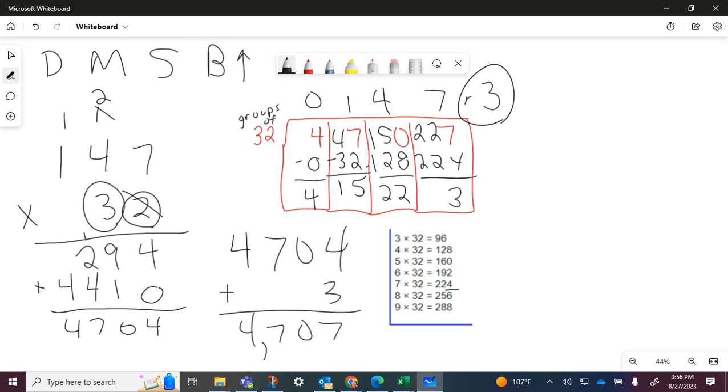So when you're checking, when you have a remainder, go ahead, take your 147, your answer, multiply it by your divisor right here, 32, and then the answer that you get, if you have a remainder, just add the remainder on, and then they should match. If they don't, you made a mistake somewhere and you need to go back and check. But if they match, then you can feel confident that you did it correctly.